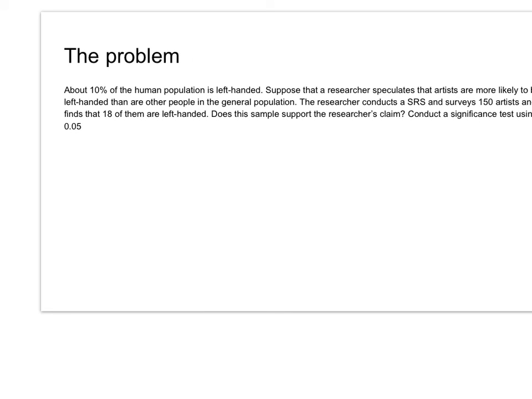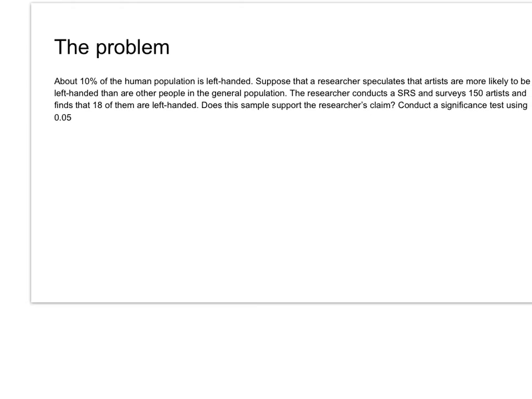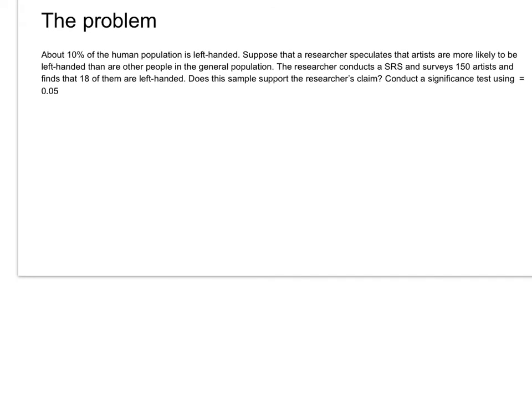So for this problem, this researcher is speculating that artists are more likely to be left-handed than everybody else. So they went out and ran a simple random sample, and surveyed 150 artists, and 18 of them are left-handed. That's higher than 10%, right? So they want us to conduct a significance test.